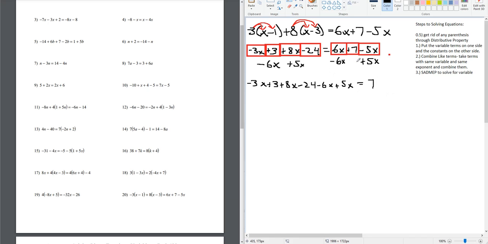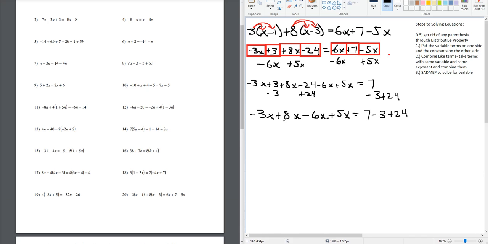So now that I move all my variables to the left, I'm going to move my constants to the right. So all I got to do is identify my constants. So that's a plus 3, so I'm going to do minus 3. That is a minus 24, so I'm going to do plus 24, and I believe that's it. So again, minus 3 plus 24. So I end up with negative 3x plus 8x, because that 3 is gone. This minus 24 is gone. So I have minus 6x plus 5x equals 7 minus 3 plus 24.